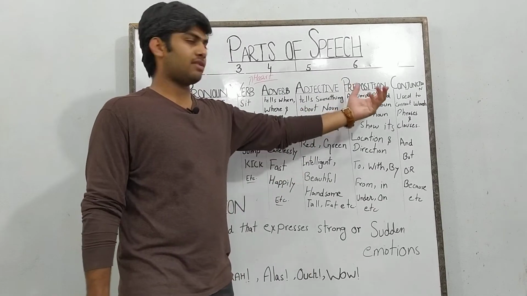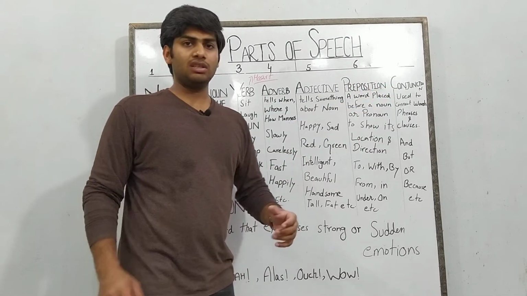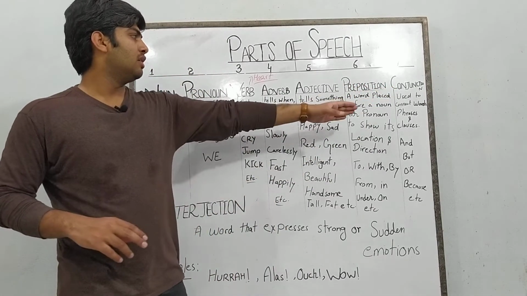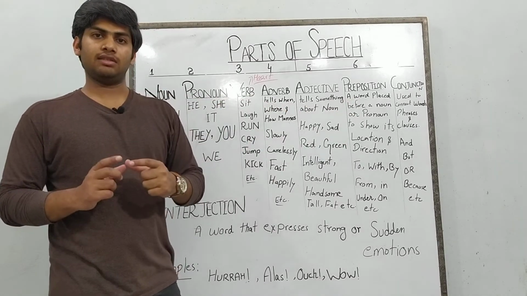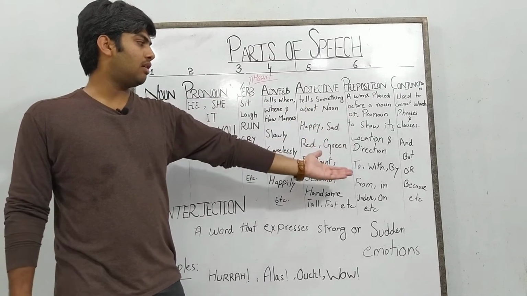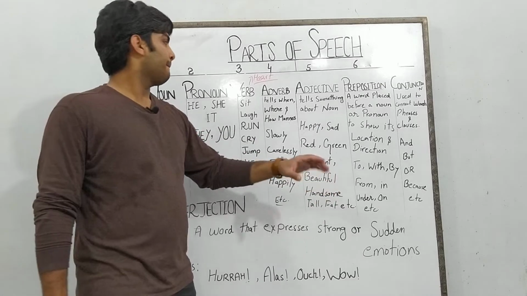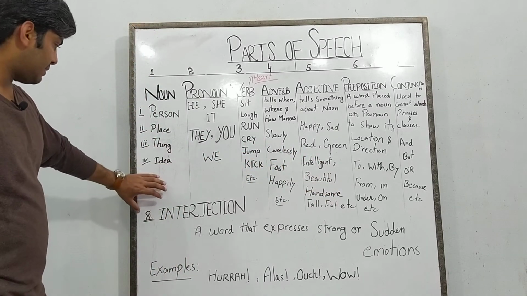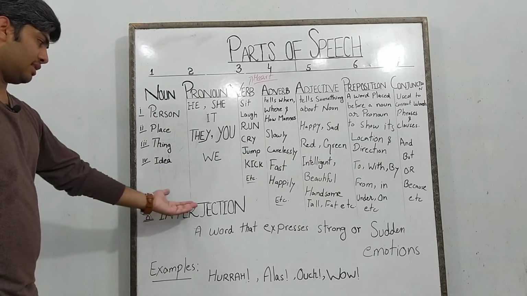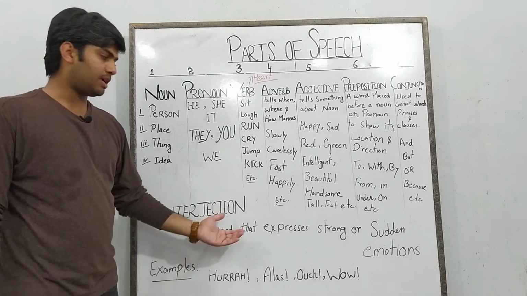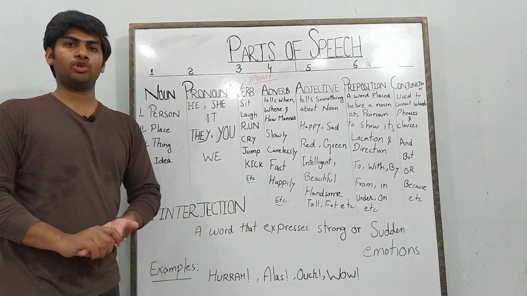Next is conjunction. Conjunction is used to connect phrases and clauses: and, but, or, because, etc. Last but not the least, interjection, a word that expresses strong or sudden emotions.